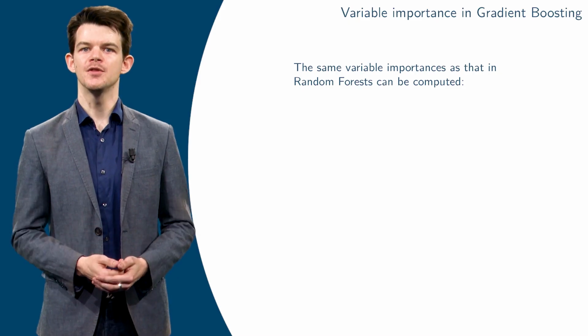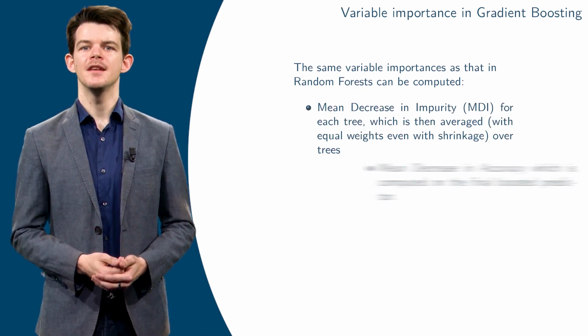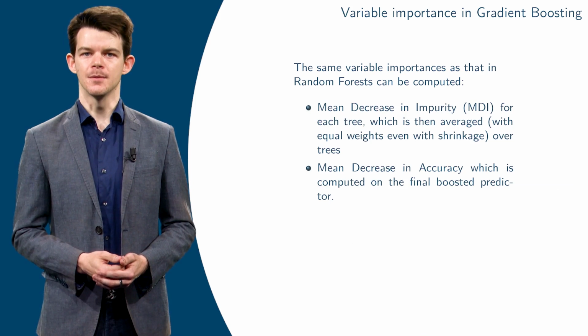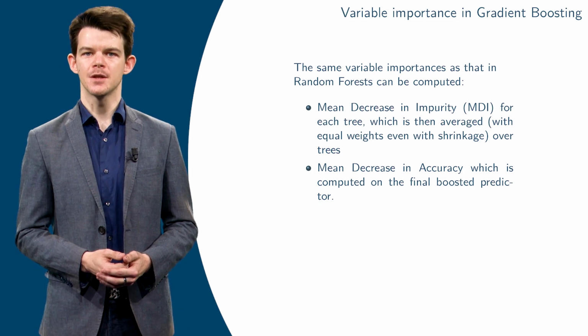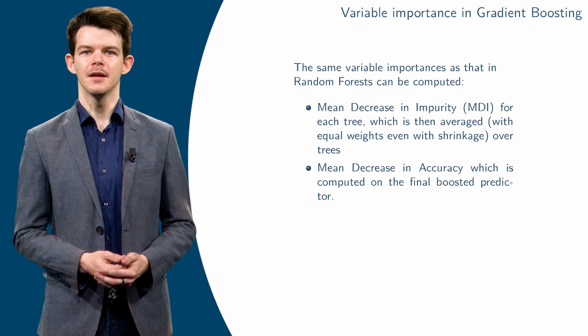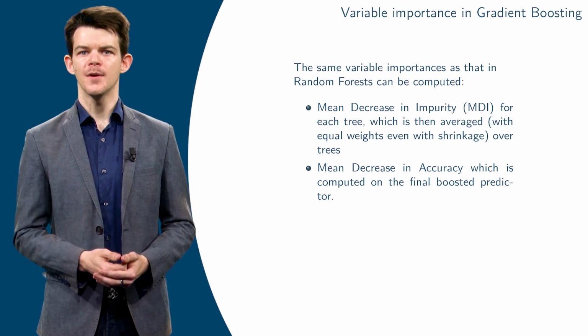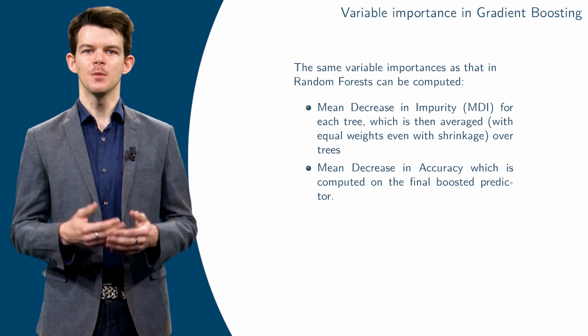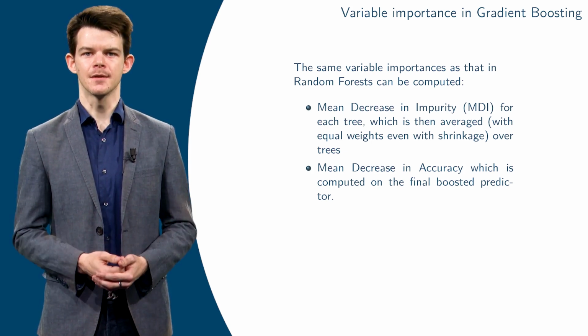As for random forest, it is possible to calculate variable importances based on the boosting algorithm. The two variable importances used in random forest are computable here: the MDI, because tree boosting is based on trees, and the MDA, which can be applied to any supervised algorithm. More precisely, the MDI is computed for each tree of the final boosting predictor. These MDIs are then averaged without weights to form the final MDI of the boosting predictor. The MDA is calculated in the same way as for random forest or any other algorithm, by permuting a variable in the test set and comparing the performance of the boosted predictor on the original set and the permuted set.